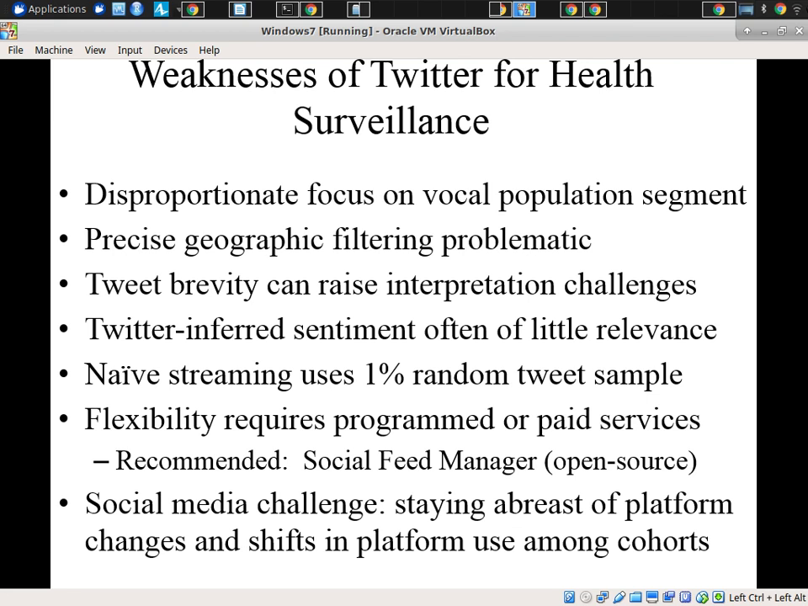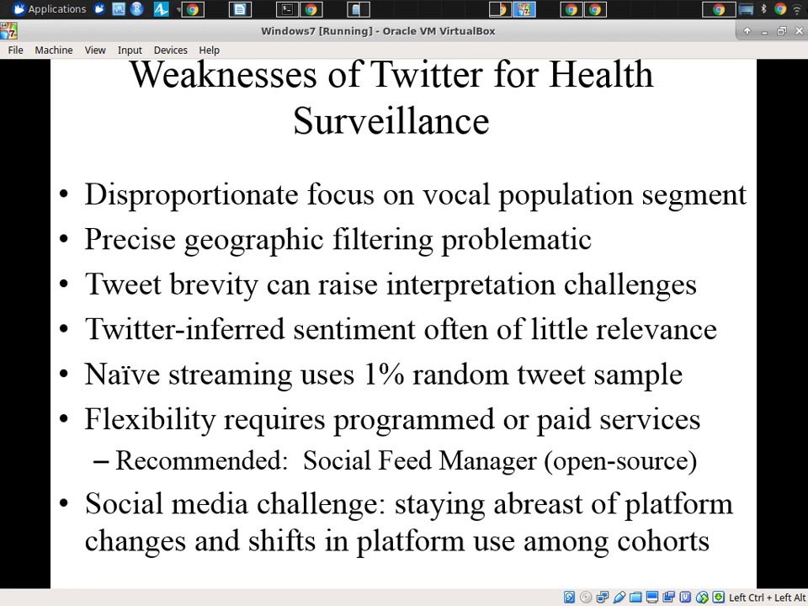Precise geographic filtering is challenging. Tweet brevity can raise interpretation challenges. Acronyms, much less brief ungrammatical spellings or what have you. Sentiment analysis that's built in, I find pretty weak from my own observations. If you want to subscribe to the streaming in a naive way, it's a 1% random sample of all tweets. Again, it's a lot of tweets worldwide per second, but you're getting a few tweets.